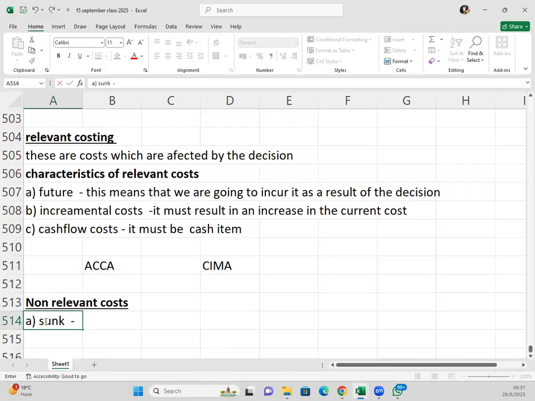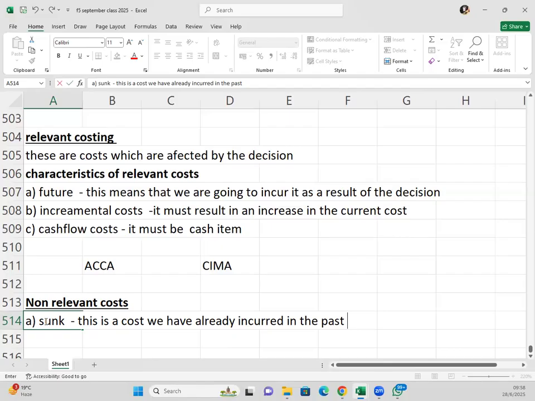A sunk cost is a cost we have already incurred in the past. So it means that if we choose to go ahead with the decision, or if we choose not to, it will not be affected. We have already incurred this cost in the past. It's a sunk cost. A sunk cost is like, in the same decision we're talking about, if we've already bought textbooks for CIMA, even if you choose not to go ahead with CIMA, you cannot avoid that cost. It's a cost you have already paid for. So it's not going to change whether you go ahead with the decision or not.